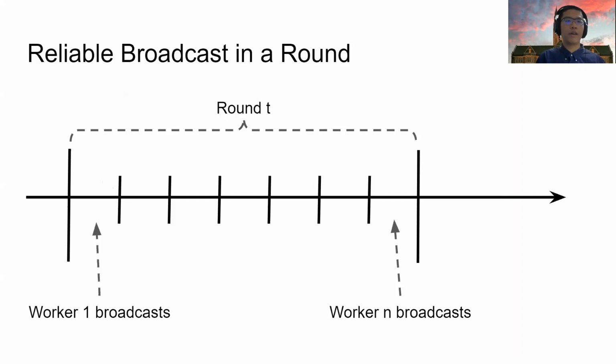To be more specific about our broadcast model, in each run there are n time slots, and in each slot i, only worker i is allowed to make a reliable broadcast. As this graph shows, in the first slot only worker 1 broadcasts, and so on. Since there is no message collision, the server and other workers can always receive the message sent by worker i by the end of time slot i.